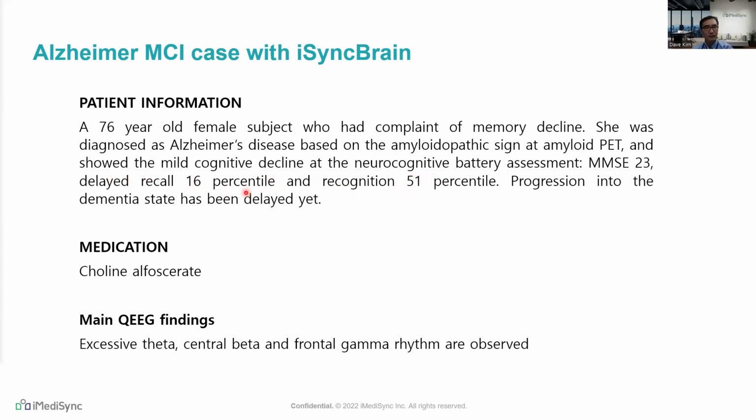So this is a retrieval failure, basically, not an encoding failure. The progression of dementia has been delayed so far, but basically she complained of her memory decline. Basically, the patient takes a cholinergic medication. Her QEEG finding is excessive theta and central beta and frontal gamma rhythm, basically. We can see her EEG in the iSync Brain.